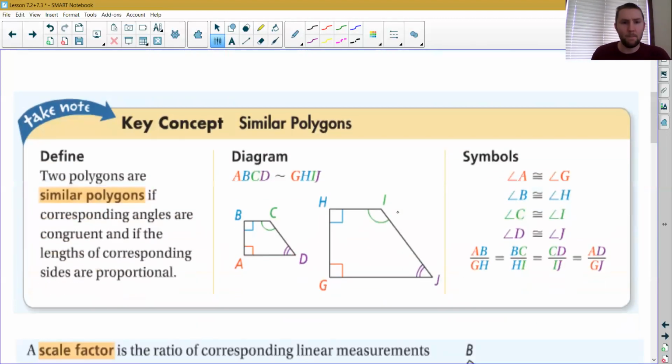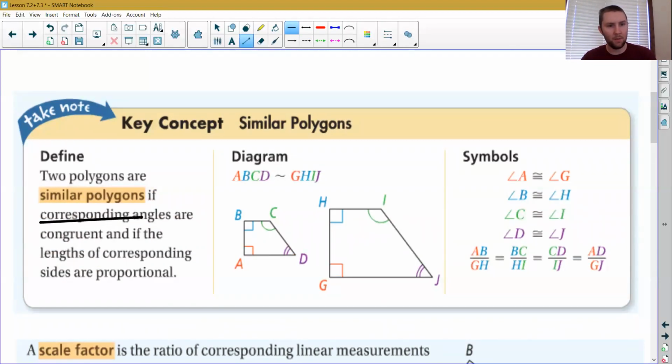So here's the main definition of similar, the main two things that need to be true. In order for two polygons to be similar, all of their corresponding angles need to be congruent, which means the corresponding angle measures have to be the same. So this angle is the same as this angle, and this angle is the same as this angle, exactly the same number of degrees in the two shapes, okay? So corresponding angles have to be perfectly congruent. That makes the two shapes the same shape, all right?